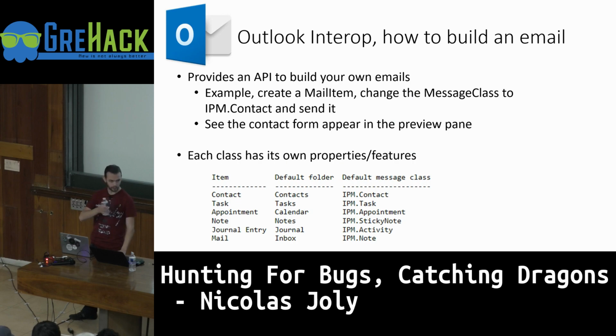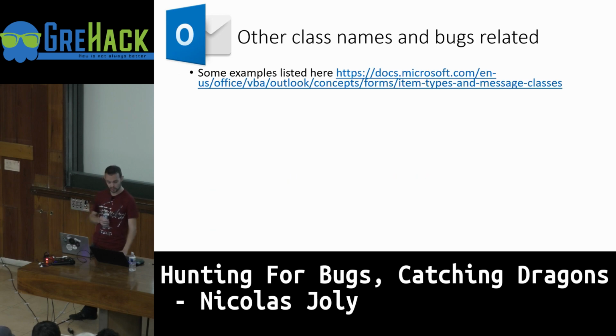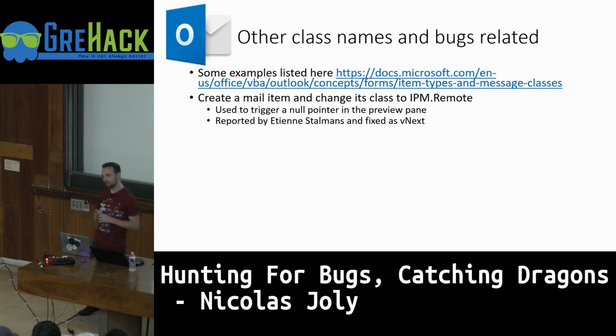There are several message classes, and you can find them. There is another link for more. There are even some that are not described on these links, but if you know about reverse engineering, I'm pretty sure that you can find them all. I'd like to focus on one for a moment, IPM.Remote. This case was sent to us by Etienne Salman. We didn't give it a CVE.